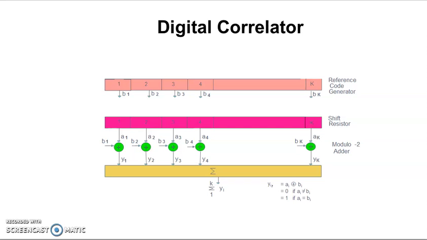Here is a simple digital correlator. It is used to generate that PN sequence. So we have a modulo addition, a code reference generator, and shift registers, and we get the output of a PN sequence for the given correlations.